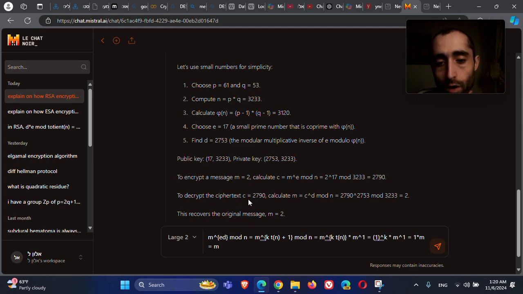The decryption part: we take the ciphertext and then raise it to the power of d. When we do that, it's like m to the power of e times d. Now e times d satisfies that in modulo totient of n, it's 1.